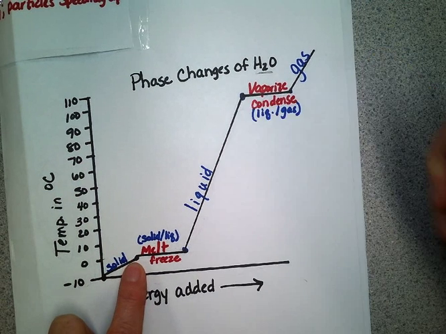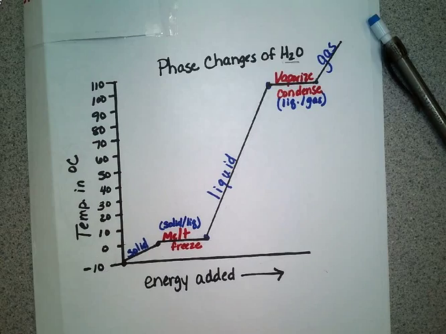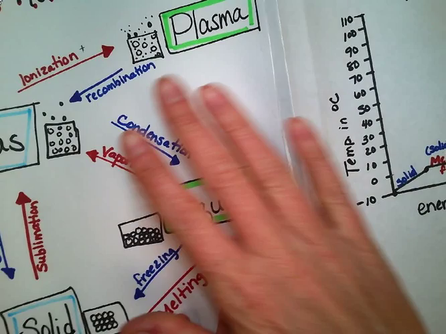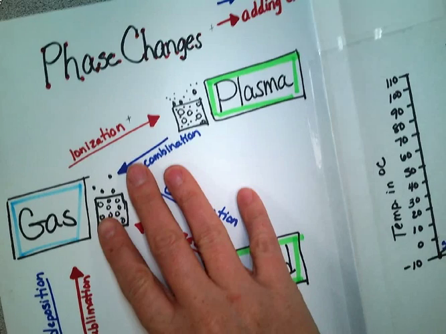So that's what I want you to do on this big sheet of paper, and you need to have two graphs, your phase change diagram and the phase changes of water.